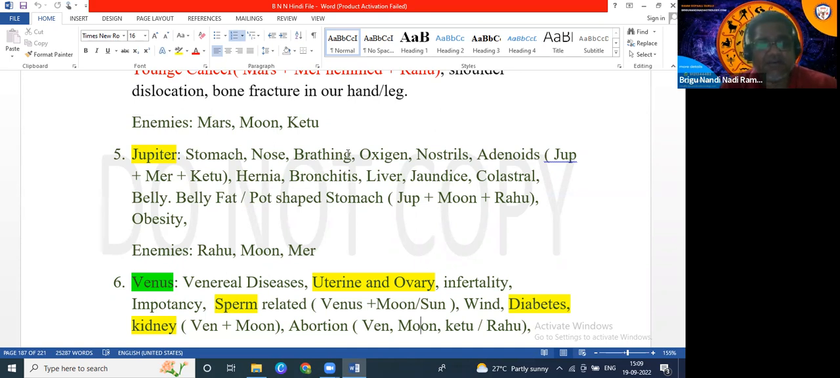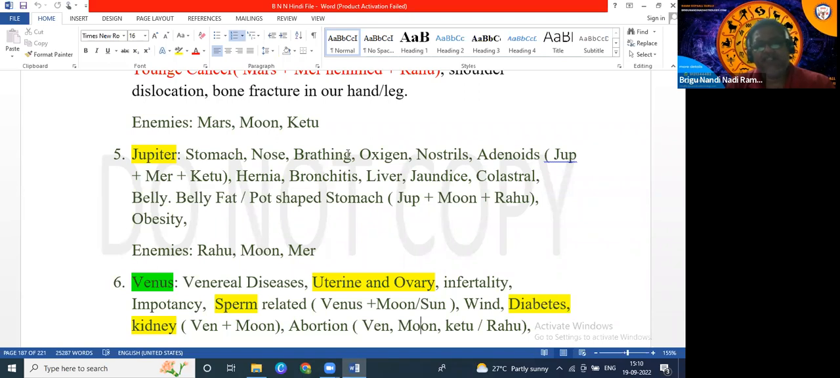Ketu is extra growth. And Mercury is flesh. And Jupiter is also here. Mercury, Jupiter, Mercury, flesh, extra growth in the nose. Hernia, bronchitis, liver, jaundice, cholesterol, belly fat, pod-shaped stomach. These are all related to Jupiter.